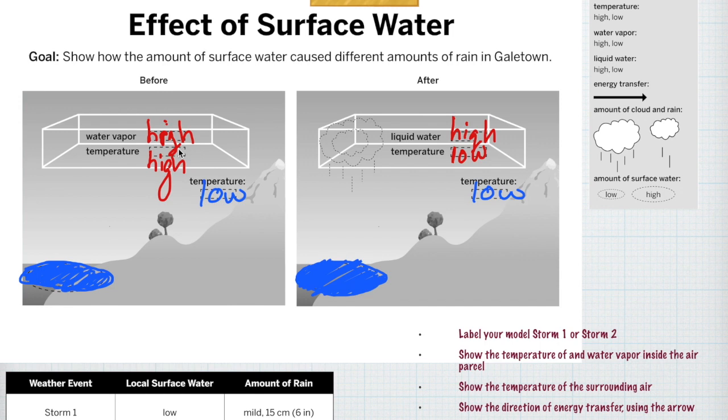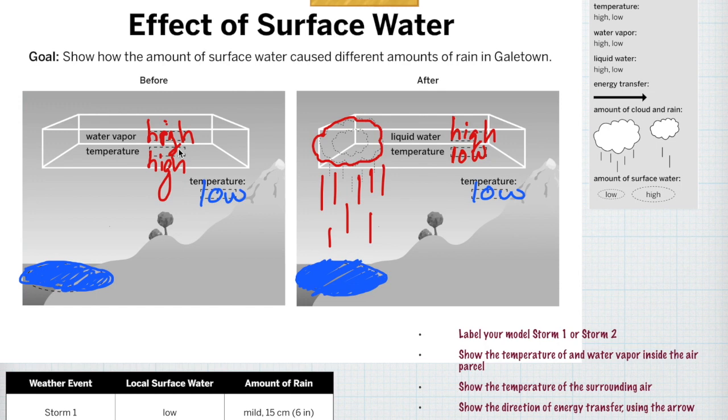So you're going to want to go on the outside here. And because there's more water, it's going to be more severe rainstorms. So you're going to have more rain. So these two diagrams show us that as we go from low surface water, we have a low amount of liquid rain. When we go to a higher amount of surface water, we have a higher amount of liquid rain.